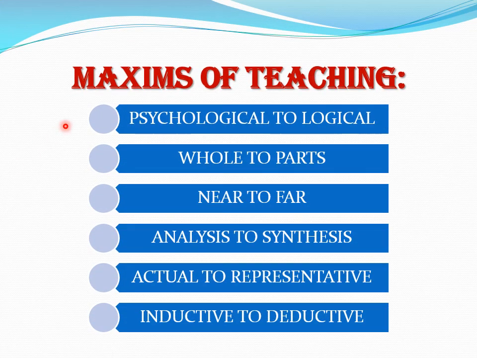Next principle is proceed from psychological to logical. Friends, while the logical approach is concerned with the arguments of the subject matter, the psychological approach looks at the child's interests, needs, and mental makeup. When we treat the subject logically, we are usually thinking of it from our own point of view and not from the point of view of the child. In the psychological approach, we proceed from the concrete to the abstract, from simple to the complex, and from known to unknown. And the next maxim to be followed is to proceed from whole to parts.